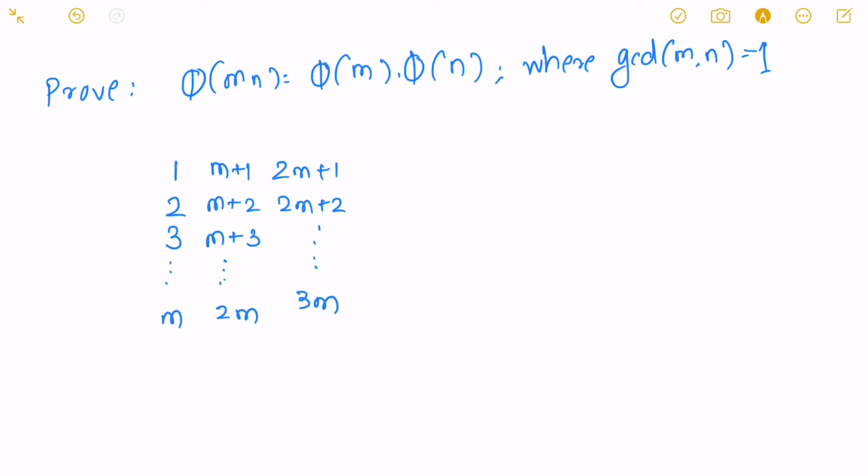And now you can see the general flow, how I have tried to express it in a rectangular fashion. The last element of the first row will be (n-1)m + 1. Similarly, the last element of the second row will be (n-1)m + 2. And the last element of the last row will be nm.